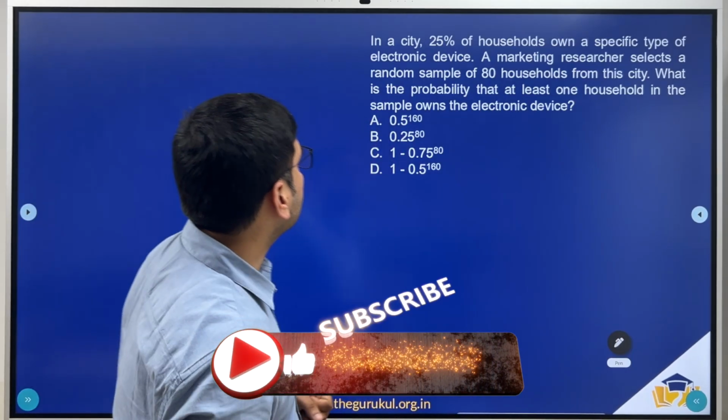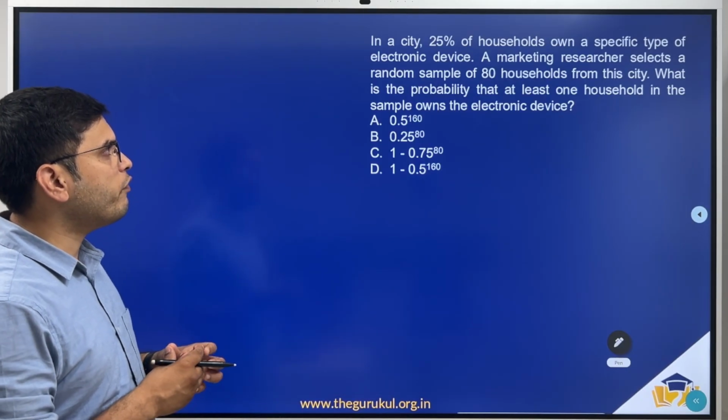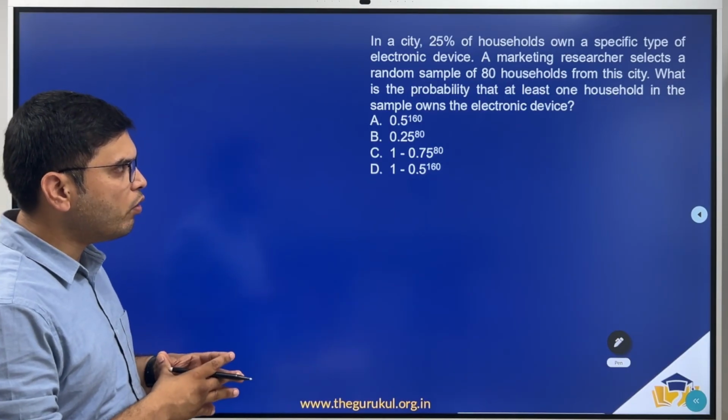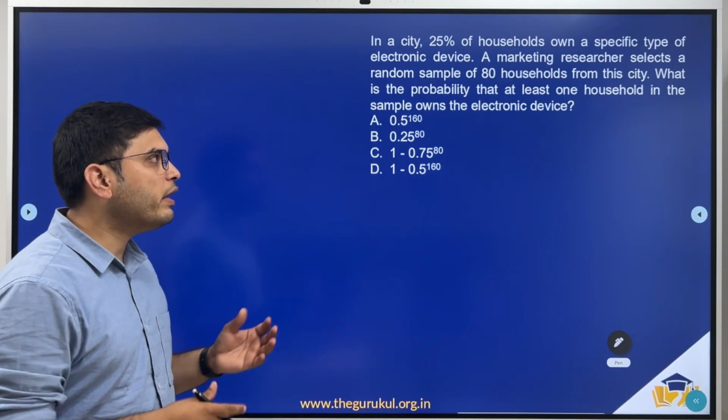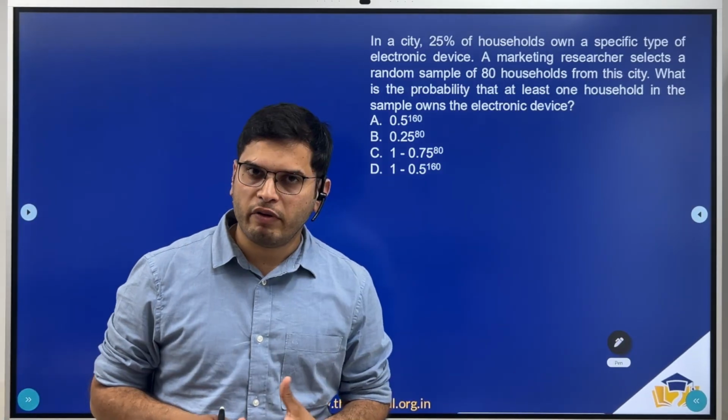Now coming to the last question. In a city, 25% of households own a specific type of electronic device. A marketing researcher selects a random sample of 80 households from that city. What is the probability that at least one household in the sample owns the electronic device?